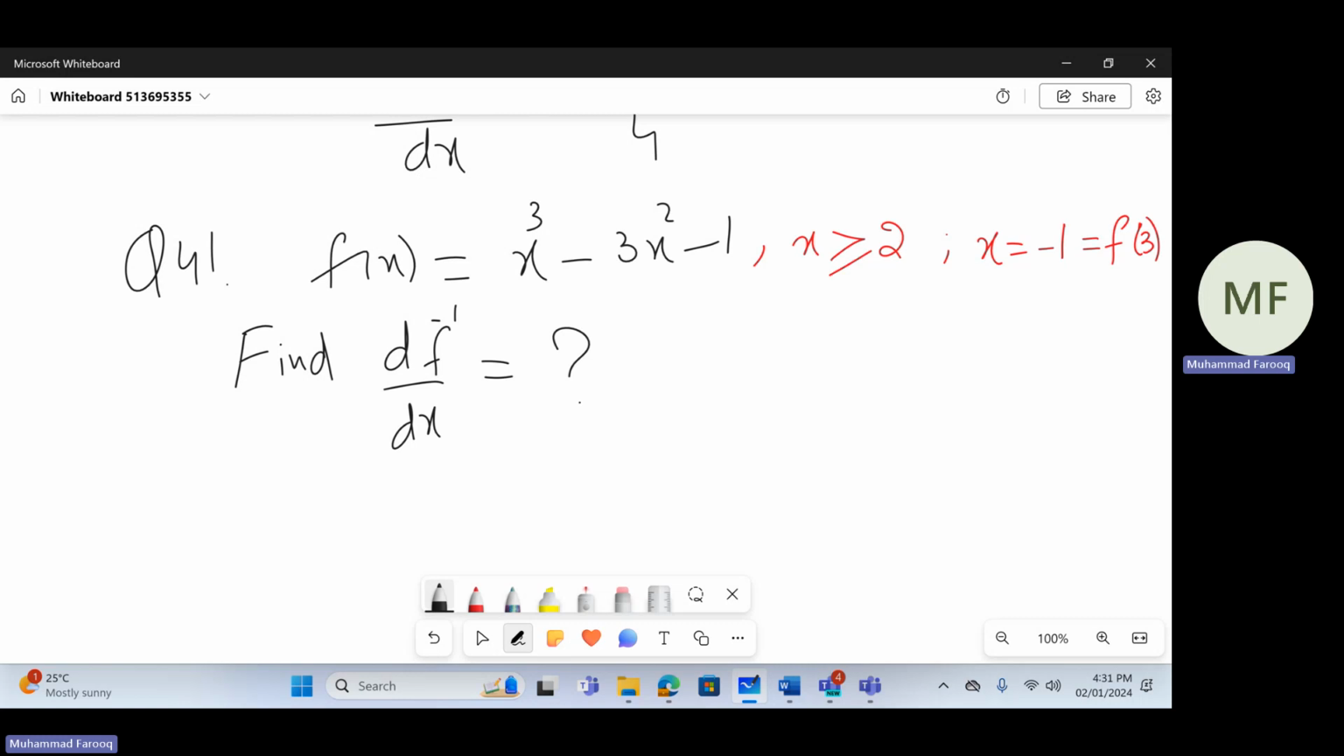Even if you try, you cannot find the inverse. It's a very complicated function. Clear? So what we can do here is use the property which we learned. What is that property, please?